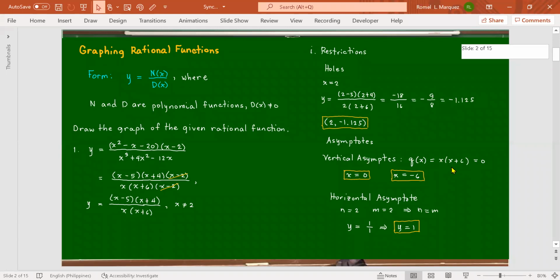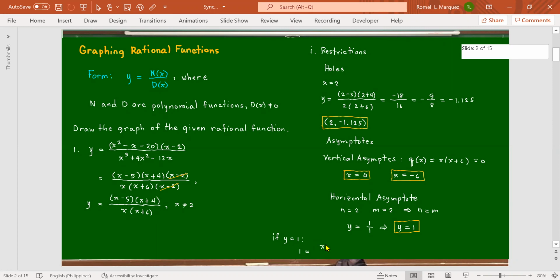By the way, we need to solve for the intersection of the horizontal asymptote and the curve. If y equals 1, what's the value? y equals 1.